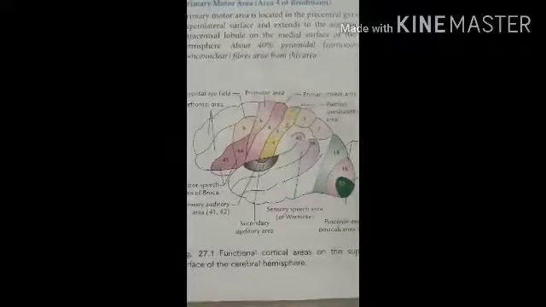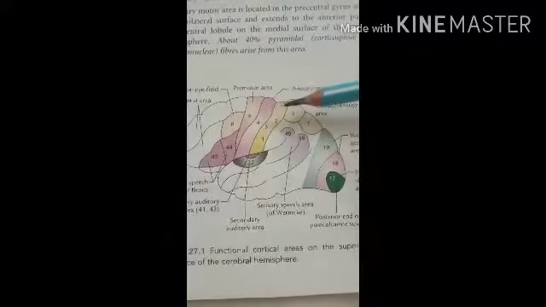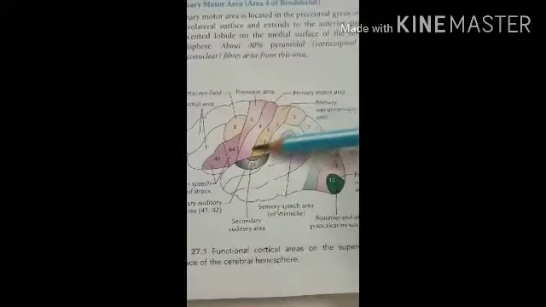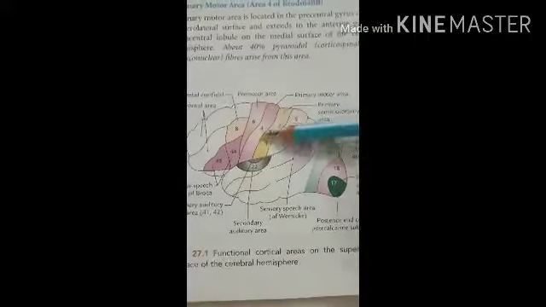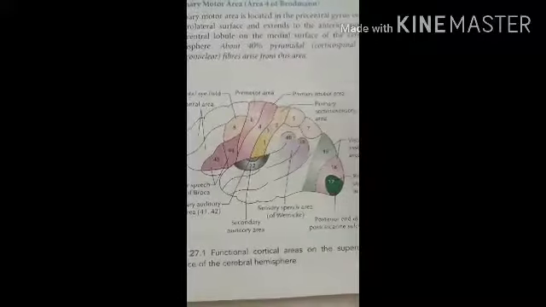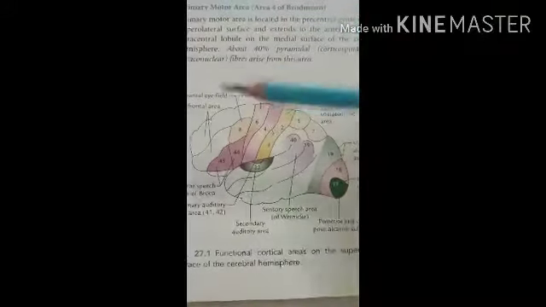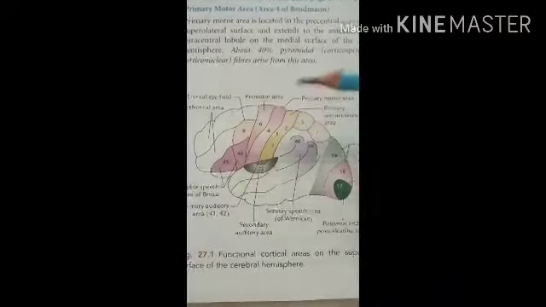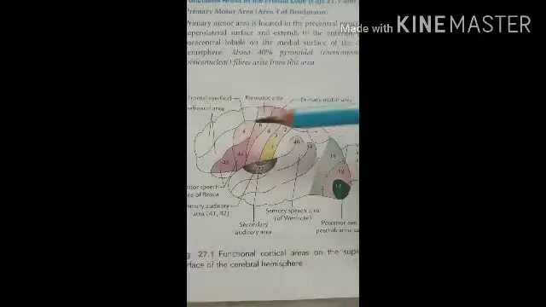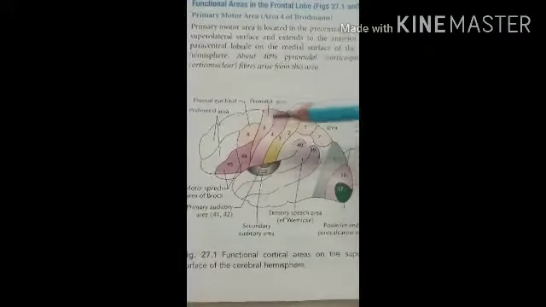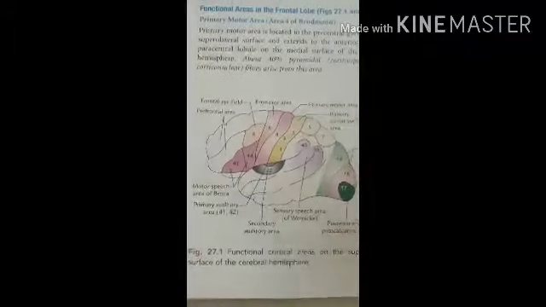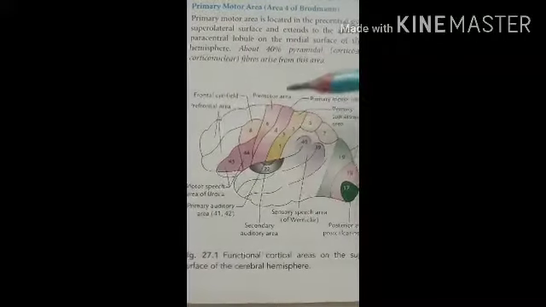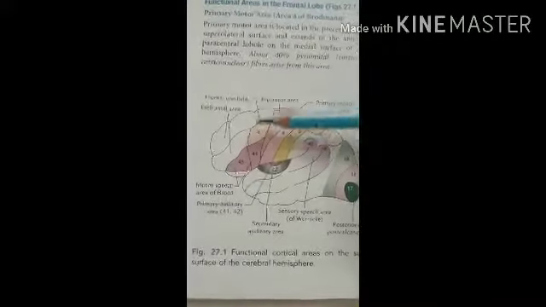Then the sensory area. The sensory area is primarily concerned with sensory function. So here, this is the somatosensory area. And the third one is the association area. It is not concerned with primary motor or sensory function, but has more important associative, integrative and cognitive function. Then let's see the functional areas present on the frontal lobe.